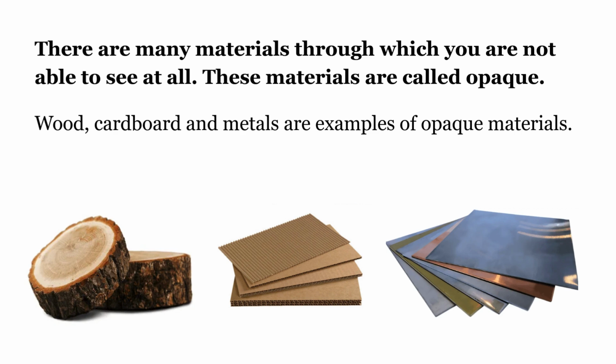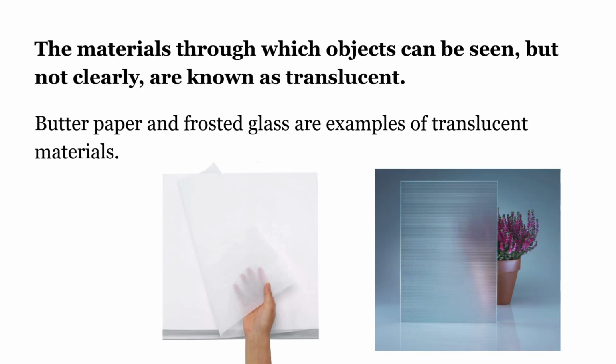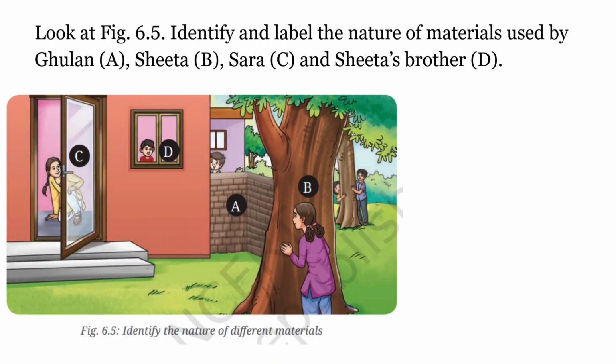There are many materials through which you are not able to see at all. These materials are called opaque. Wood, cardboard, and metals are examples of opaque materials. The materials through which objects can be seen but not clearly are known as translucent. Butter paper and frosted glass are examples of translucent materials.